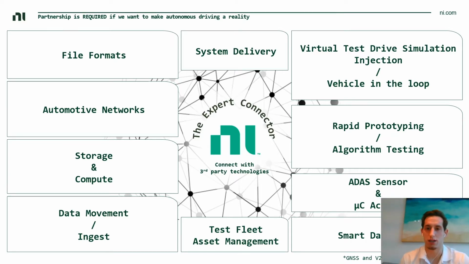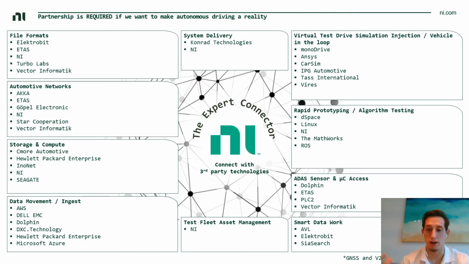So in particular, we have simulation partners I mentioned: MonoDrive, ANSYS, IPG, CarSim, and so on. We have providers that do data storage and data movement. We have providers that do things like automotive networks, like ACA and ETAS. File formats, sensor processing, and so on down the line. Many of these systems that we put together end up being six or seven companies working in conjunction in order to actually deliver these solutions.